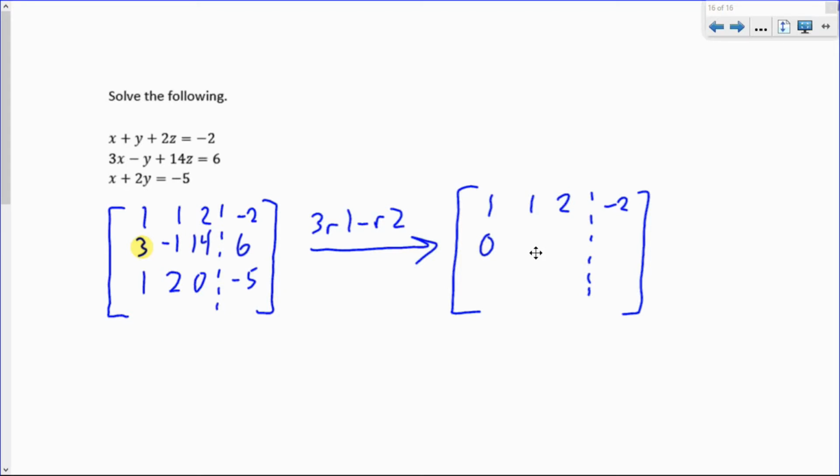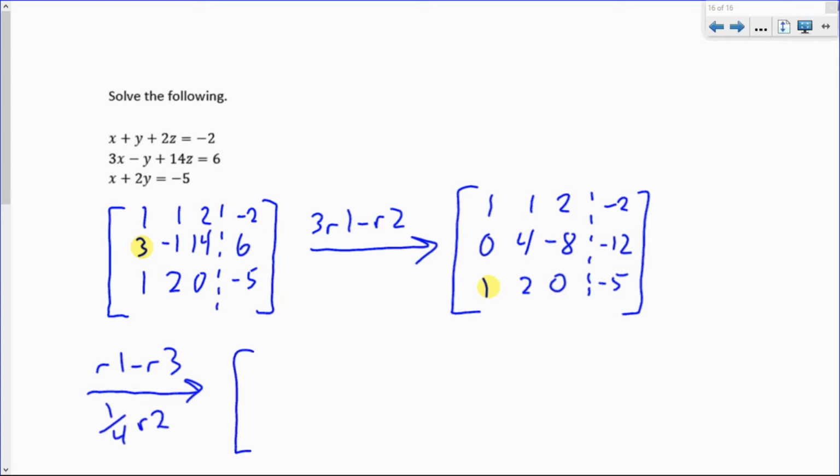Okay, so 3 row 1 minus row 2 will give me 0, 4, -8, and -12. I'll leave the other two rows the same. Now, as I choose, I'm going to eliminate the 1. I can do that simply by taking row 1 and subtracting row 3. At the same time, I notice that in the second row everything's divisible by 4. I prefer to deal with smaller numbers, so I'm going to do 1/4 of row 2 at the same time, just to make that row a little bit simpler.